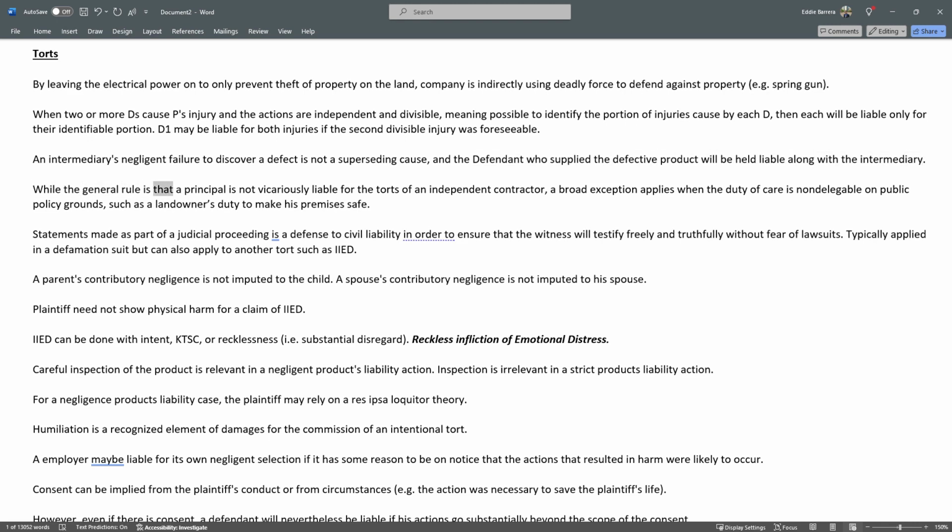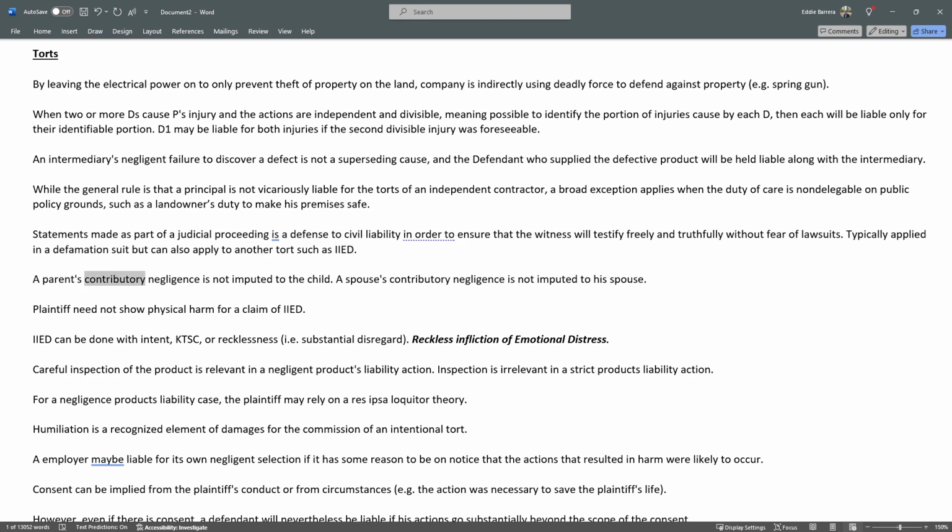While the general rule is that a principal is not vicariously liable for the torts of an independent contractor, a broad exception applies when the duty of care is non-delegable on public policy grounds, such as a landowner's duty to make his premises safe. Statements made as part of a judicial proceeding are a defense to civil liability in order to ensure that the witness will testify freely and truthfully without fear of lawsuits. Typically applied in a defamation suit, but it can also apply to another tort such as IED.